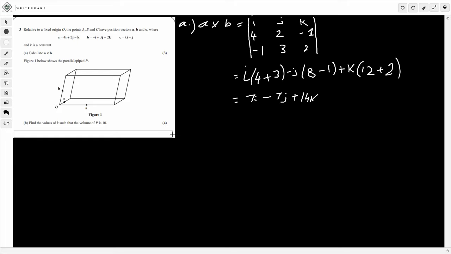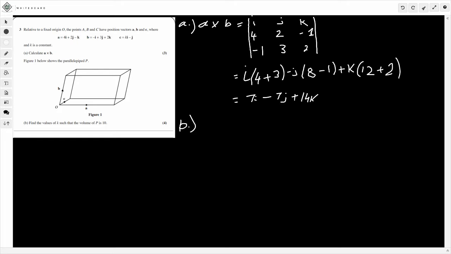And then part B, a little bit trickier. We're asked to find the values of k such that the volume of P is 10. So what we're actually going to use here is the triple scalar product to work out this volume. Now we're given that the volume is 10 already, so part A helps us quite nicely. We've got A cross B already. So all we need to do now is dot A cross B with the vector C here, and then put the magnitude of that equal to 10.